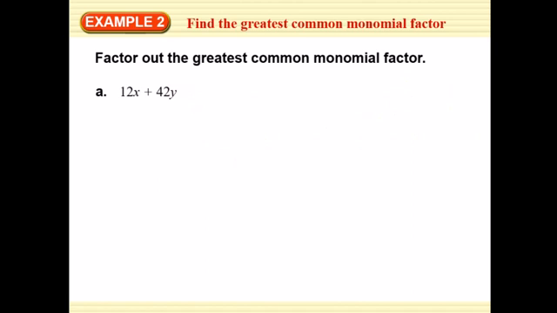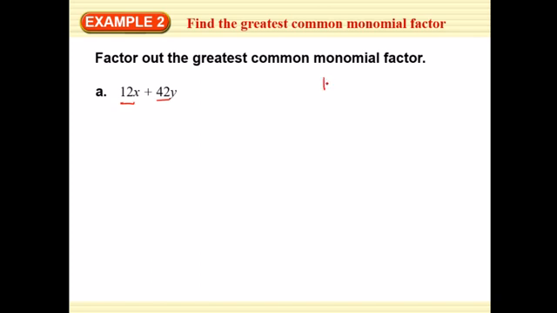So let's look at an example. Find the greatest common monomial factor here. So they just want us to find the factor first. So the greatest common monomial factor, I need to look at both my coefficients and my variables. So let's look at our coefficients first. I've got 12 and 42. So I need to be thinking about what is the greatest common factor of 12 and 42. If you're not 100% sure on how to do this, you can visit page 910.